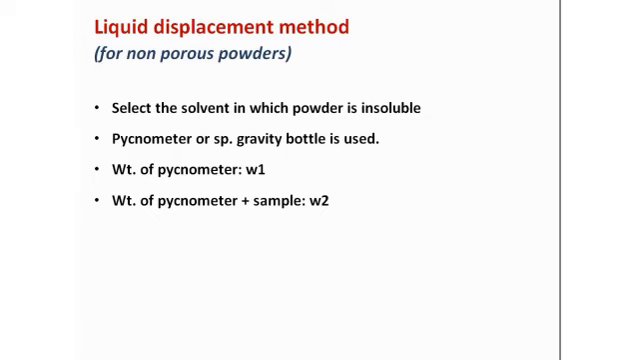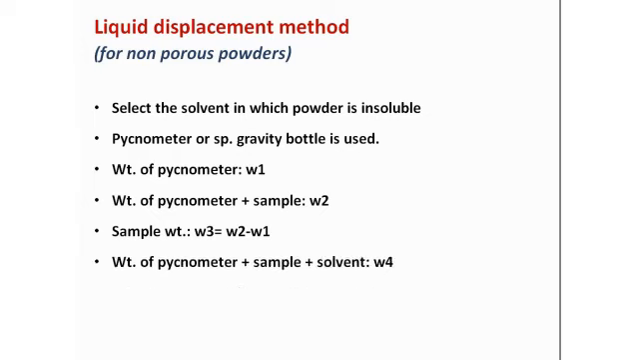Along with the sample, now we are going to put the sample within the pycnometer, that is the specific gravity bottle, and again weigh it. This is the weight W2. It is nothing but the weight of the pycnometer along with the sample, right? Then what is the sample weight? Simple, W2 minus W1. You got it, right?